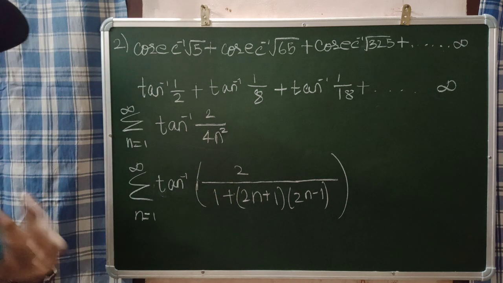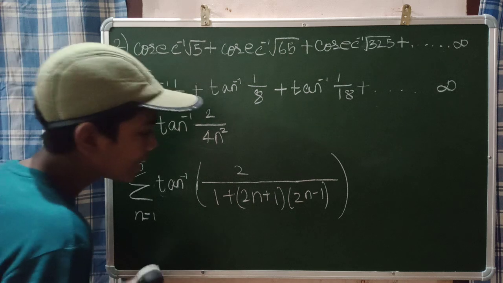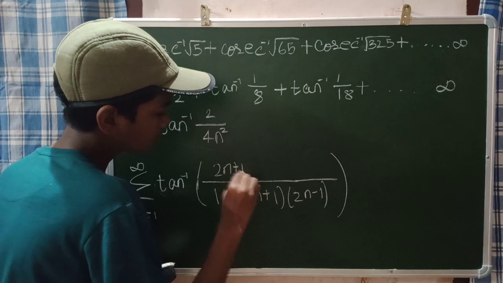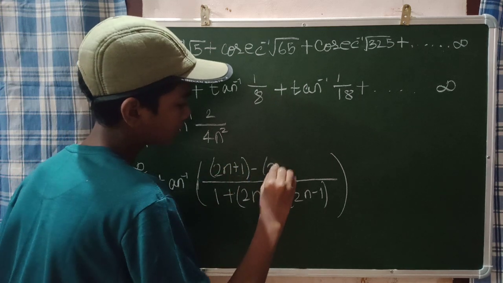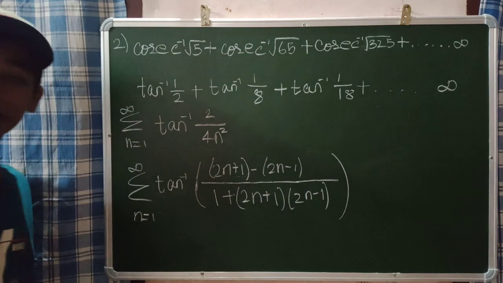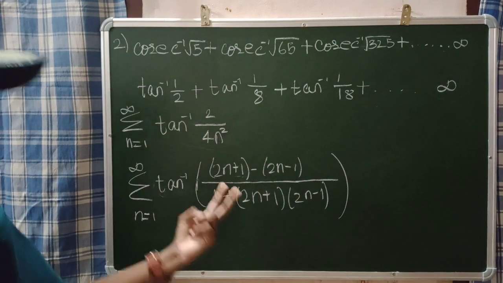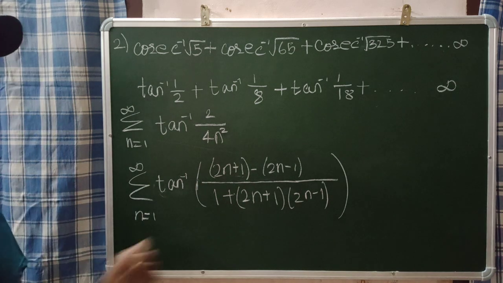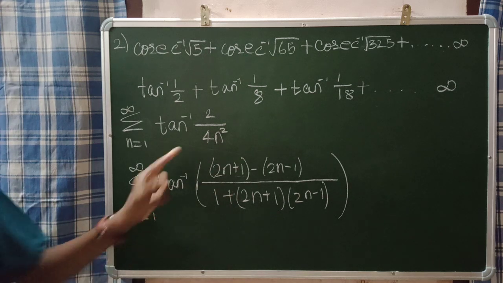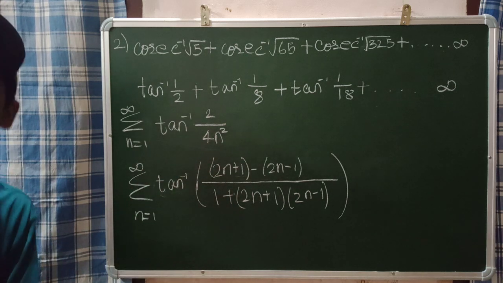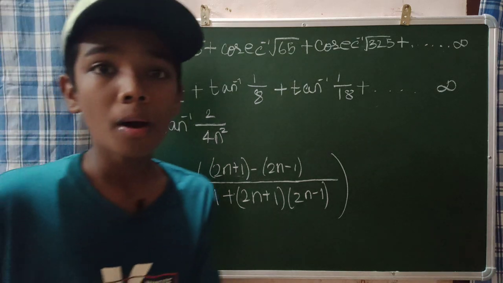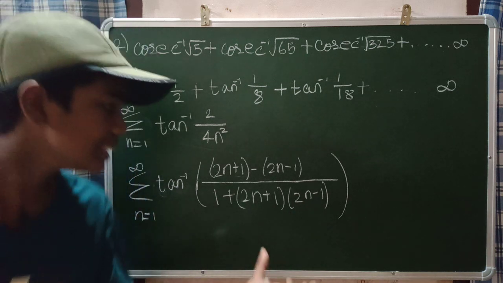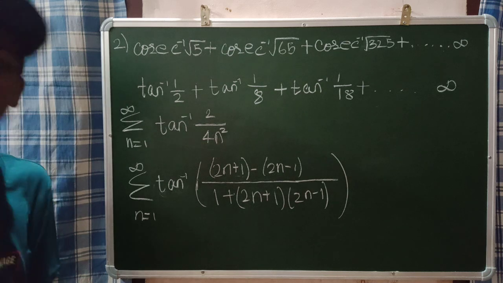So the next part which I am going to do is, in the numerator I have 2. Can't I write this 2 as 2n plus 1 minus of 2n minus 1? Anyway, I can write it like that. This 2 in the numerator can be written as 2n plus 1 minus of 2n minus 1. Anyway, I will get 2, because 2n minus 2n will get cancelled, and 1 minus of minus 1 will be 1 plus 1, which is 2. So I am getting 2. But what is the reason behind writing this 2 as 2n plus 1 minus of 2n minus 1? And what is the reason behind writing the denominator as 1 plus 2n plus 1 into 2n minus 1?